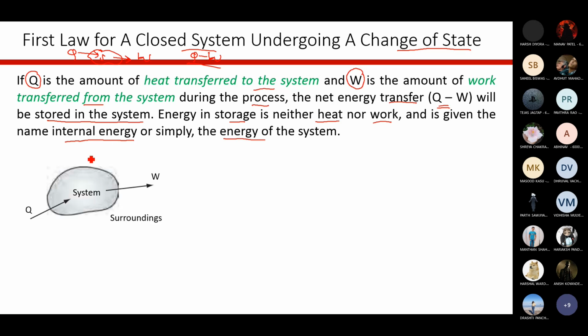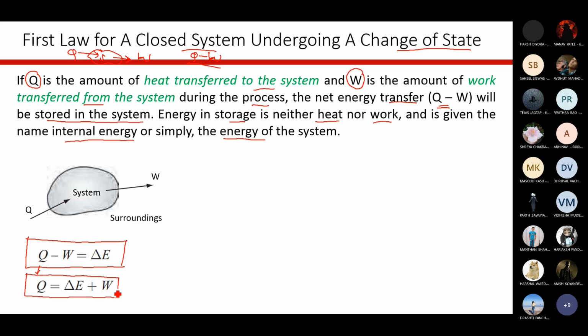Now how to represent this graphically? Q is supplied, this is your system, W is taken out to the surroundings. So you can write this expression: Q minus W is nothing but delta E. This delta E is the energy storage within the system, right? In another form, taking Q alone on the left-hand side and the rest on the right-hand side, you can write this equation: Q is equal to delta E plus W. Note down these expressions. While I am explaining, you should continue noting them down. Fine. So the first law applied to a closed system undergoing a change of state is written in this form: Q is equal to delta E plus W.